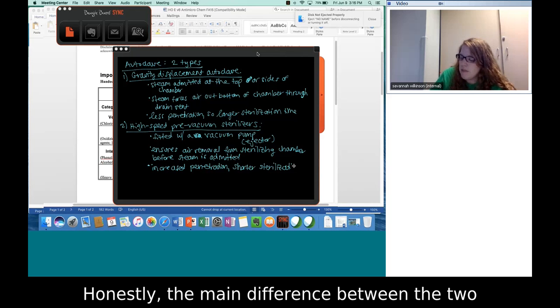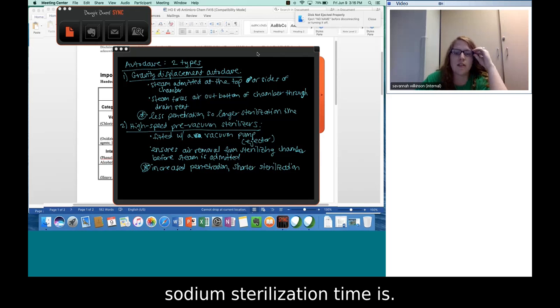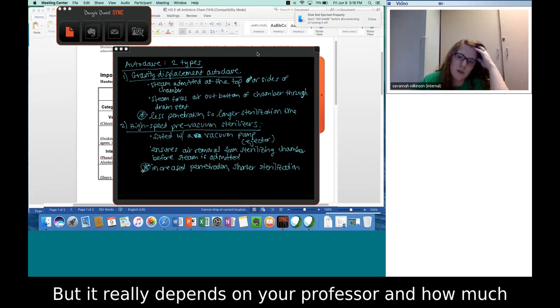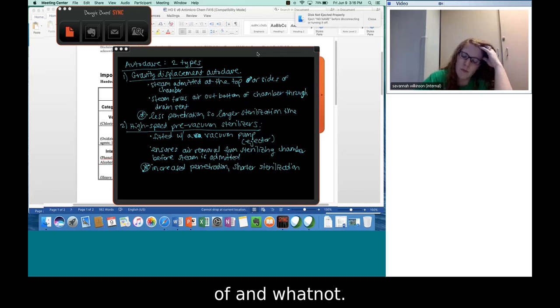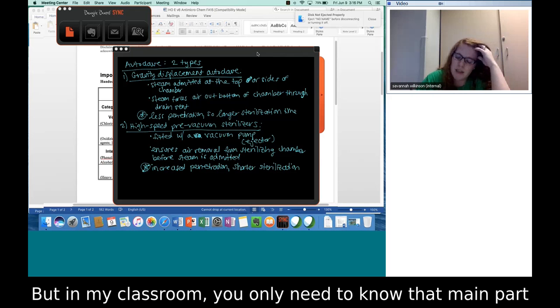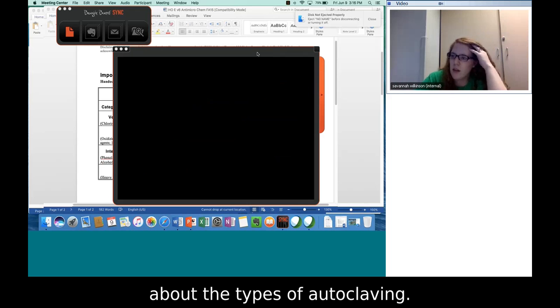Honestly, the main difference between the two is the amount of penetration and how much longer or shorter the sterilization time is. But it really depends on your professor and how much y'all need to know about where the steam is being forced out of and whatnot. For my class, we mainly need to know that main part about the types of autoclaving. Okay.